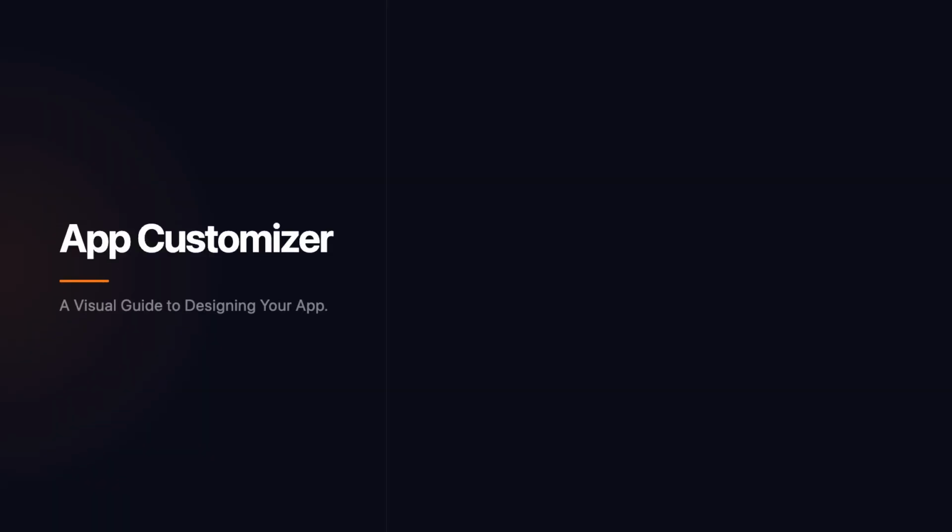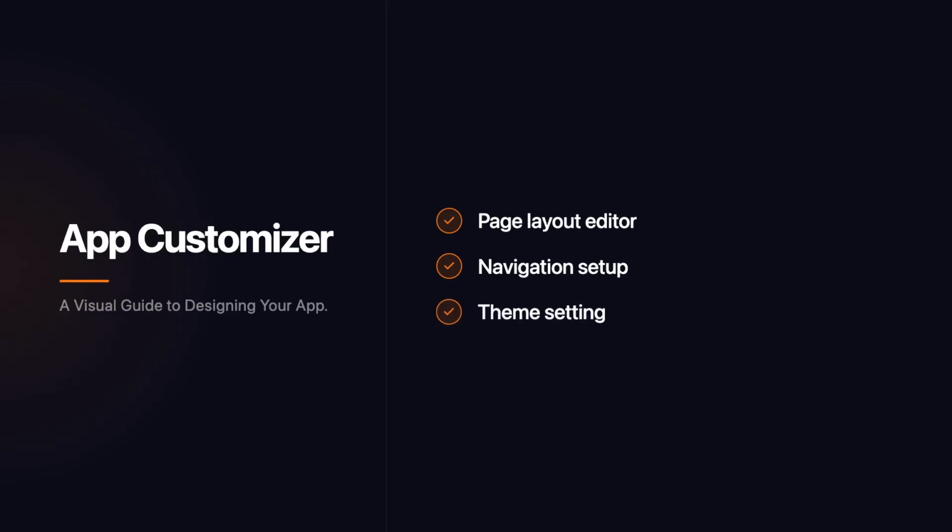Ready to start designing? In this video, we're diving into the App Customizer. We will discuss the page layout editor, navigation setup, including the header, footer, drawer menu, and footer menu, and the theme settings for colors and fonts. By the end, you'll have a clear understanding of how to effectively structure and style your app.